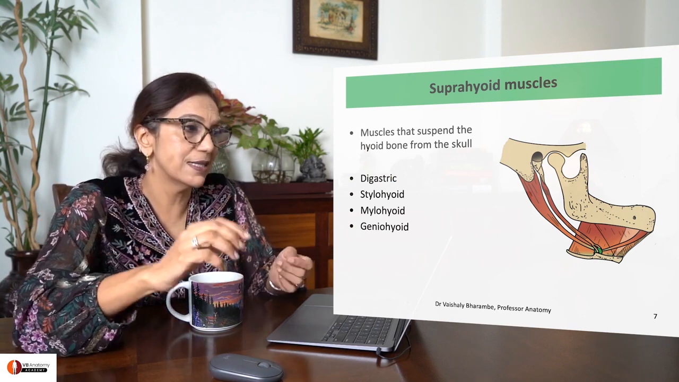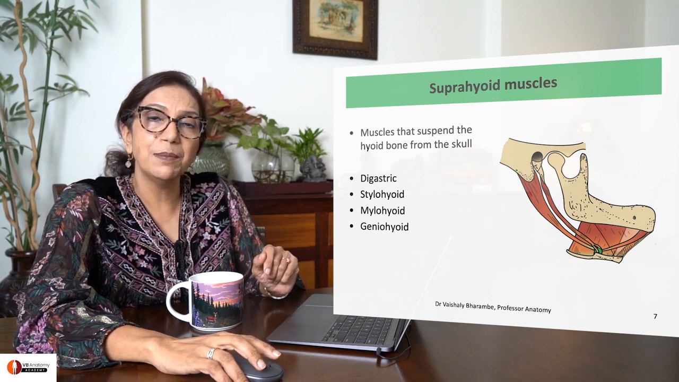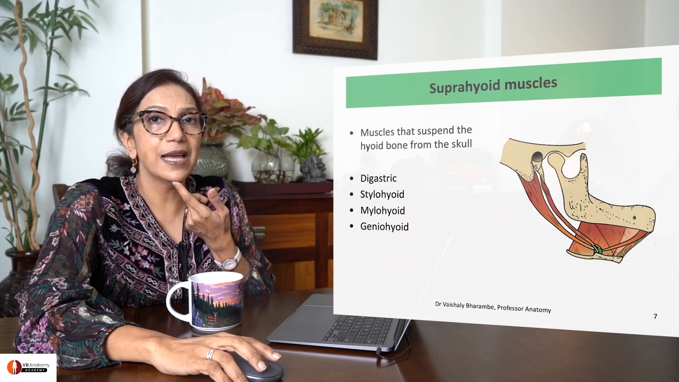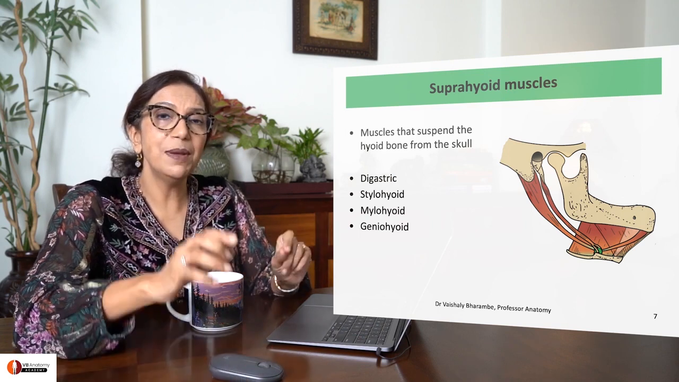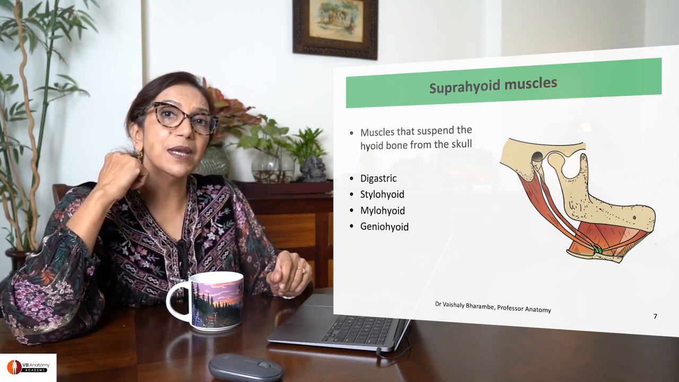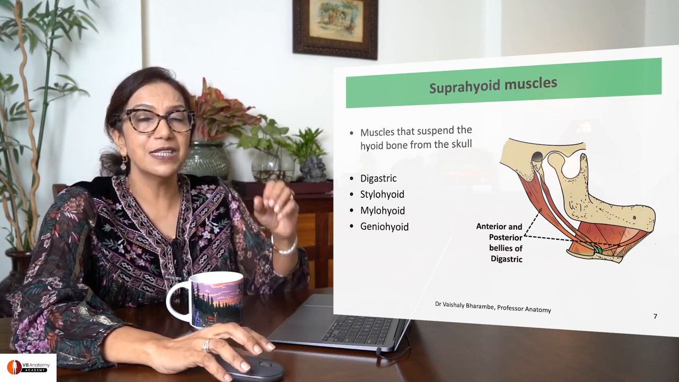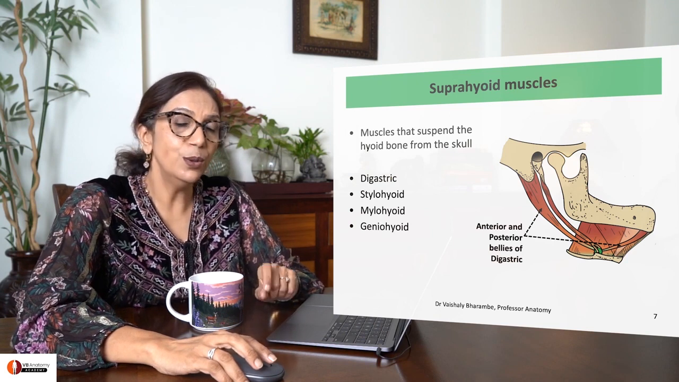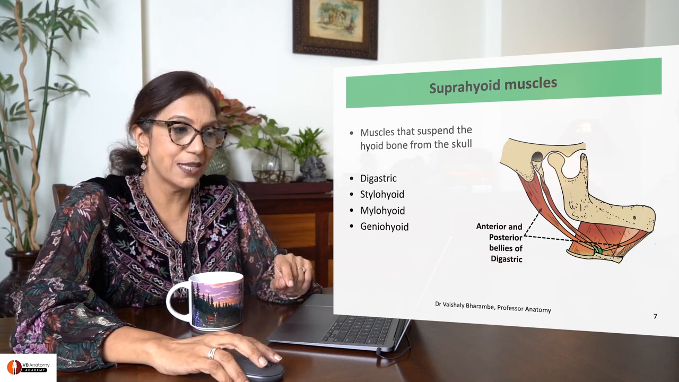Which are these muscles? Let's take a look. This is the anterior and posterior belly of digastric. Anterior belly coming from your digastric fossa in your mandible to the hyoid bone. Posterior belly coming from digastric notch in your mastoid coming down. Both are forming, as you can see, an intermediate tendon which is held down to the hyoid bone. So, first muscle we learnt is anterior and posterior belly of digastric.